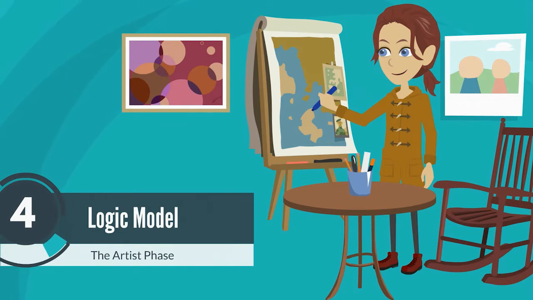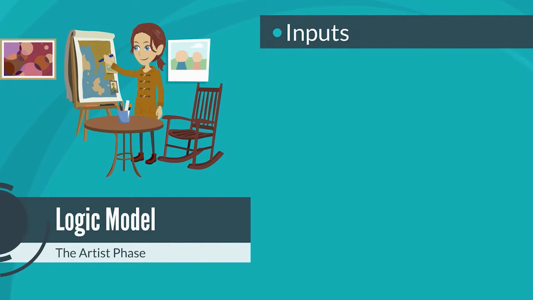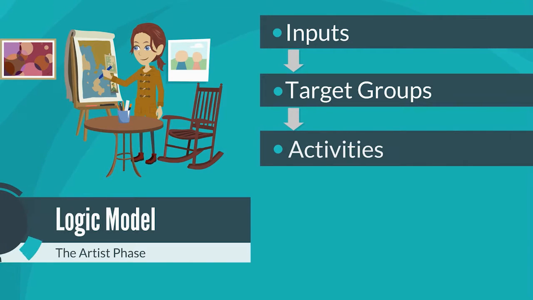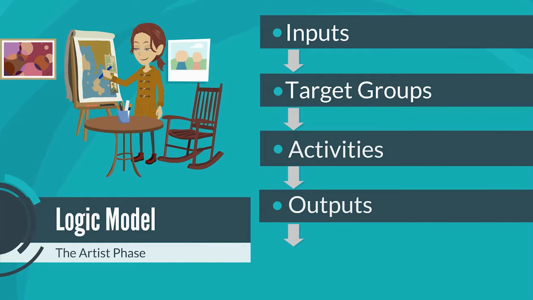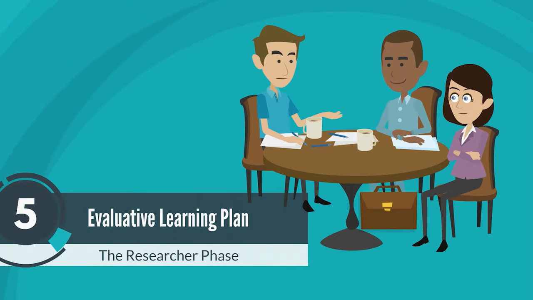The fourth part is the logic model or the artist phase. The logic model ties together key elements of the program in a visual way. This step is recommended but optional. The main components of a logic model usually include inputs, target groups, activities, outputs, and outcomes.